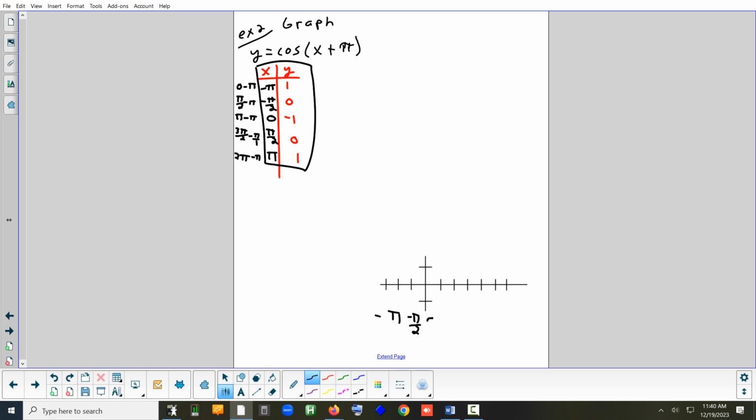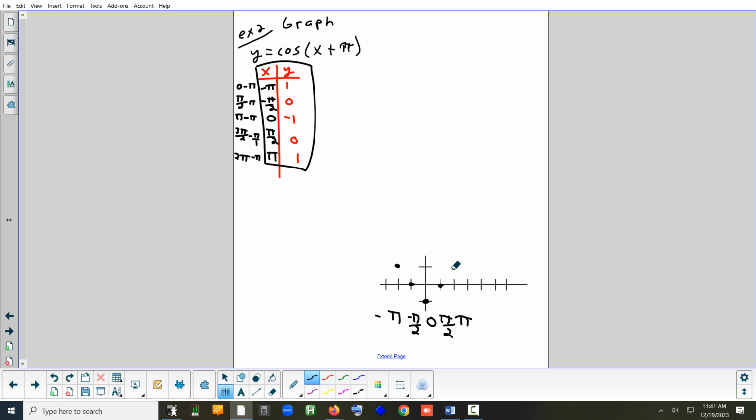So, negative pi over 2, got 0. Pi over 2. Yep. Pi. Okay, so negative pi, we are at 1. Negative pi over 2, 0. 0, negative 1. Pi over 2, we are at 0. And pi, we're at 1.